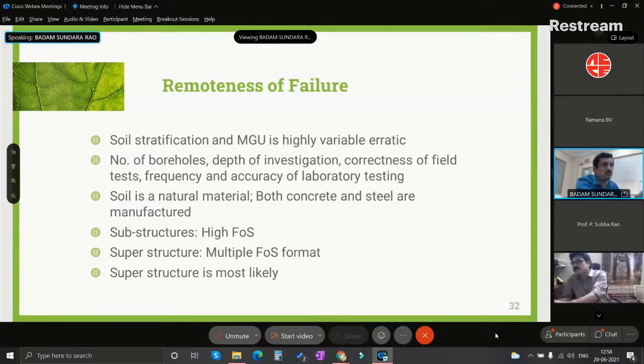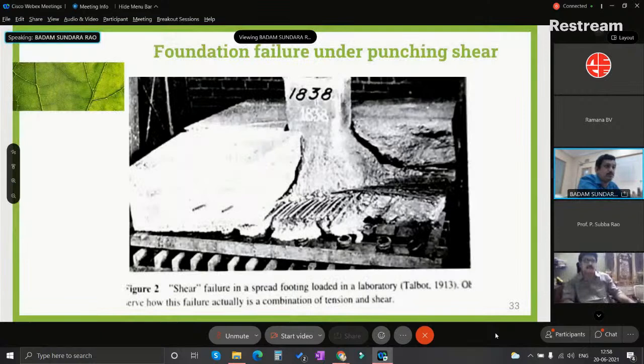Why? Because there are so many variables, so many parameters. Even a single mistake in the N value leads to changes in the response of the structural system. This is one of the typical failures, the punching shear failure. I have extracted this from one of the famous textbooks in international literature, which shows how the structure fails in punching shear. What a catastrophe.